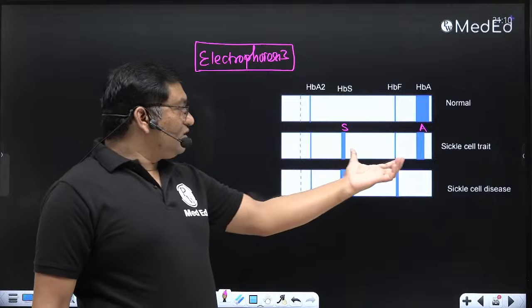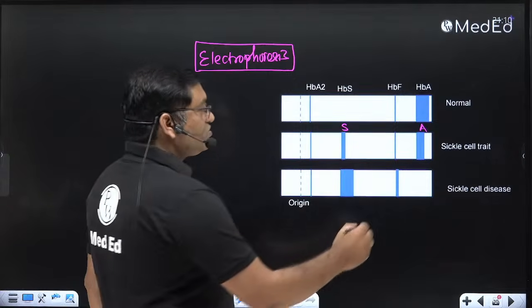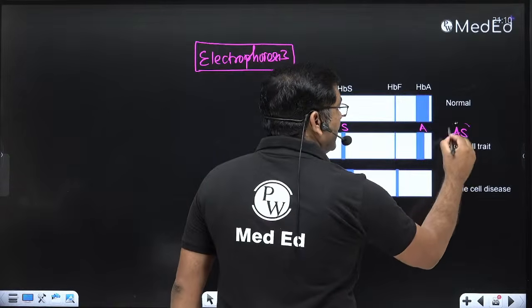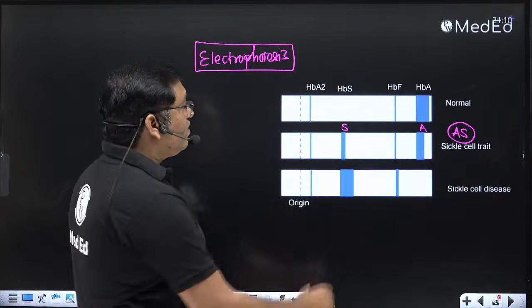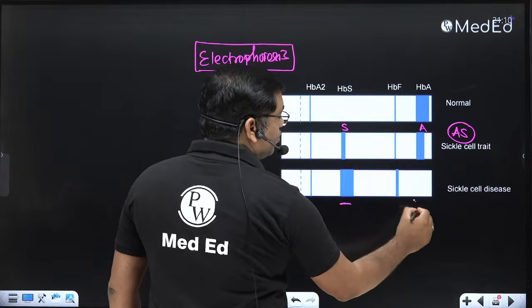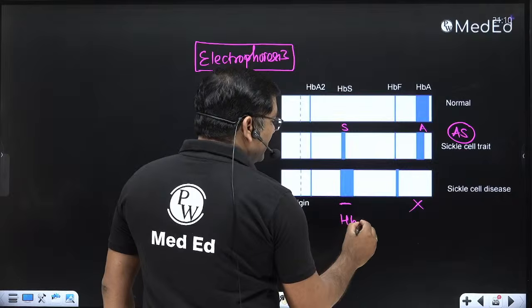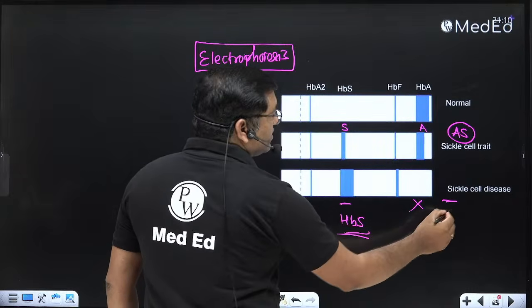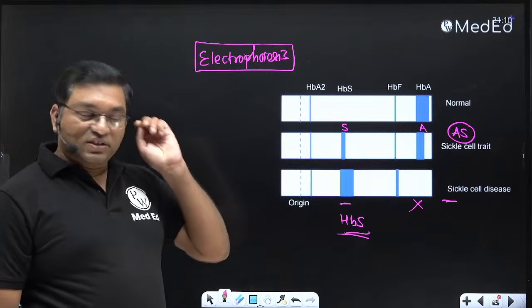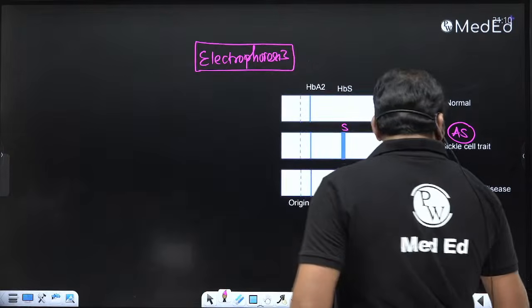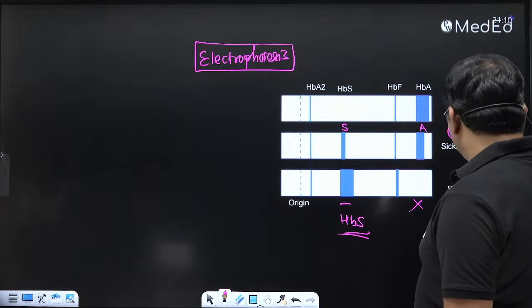So this is known as the AS pattern. If there is an AS pattern, it is known as sickle cell trait. And if there is a single band of hemoglobin S, and there is no hemoglobin A, no A band, then it is known as sickle cell disease in the hemoglobin electrophoresis.